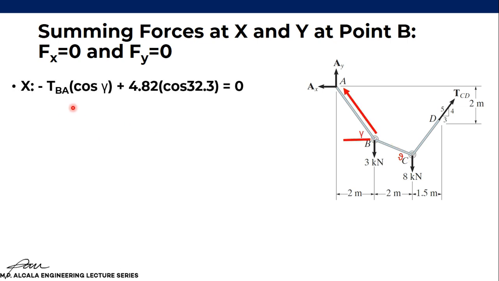Now, we are to identify negative TBA, y TBA. By the way, we have here gamma as the angle of inclination for cable AB. Now, tension BA is negative because it points to the left. Cosine means we are concerned only with the x component, the horizontal component, and added 4.82, your tension BC here, multiplied by your included angle cosine 32.3. So we have already identified that in this case.